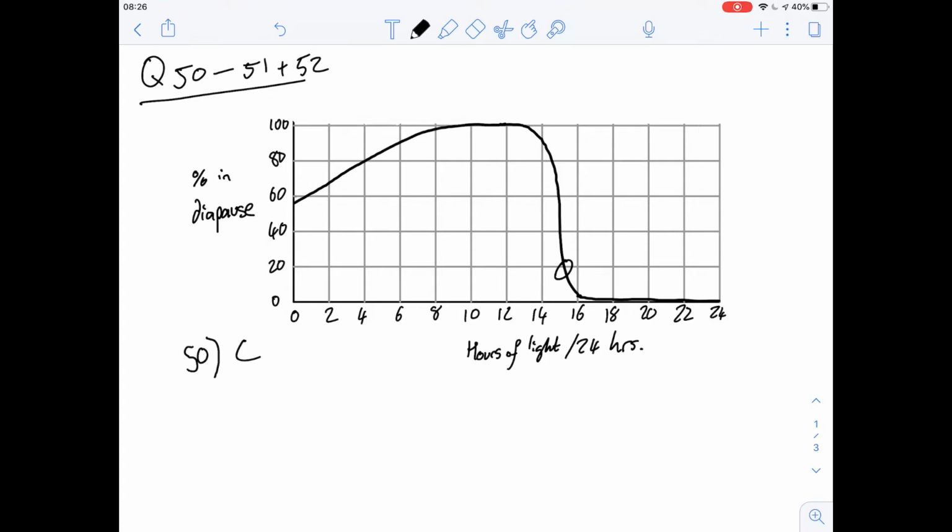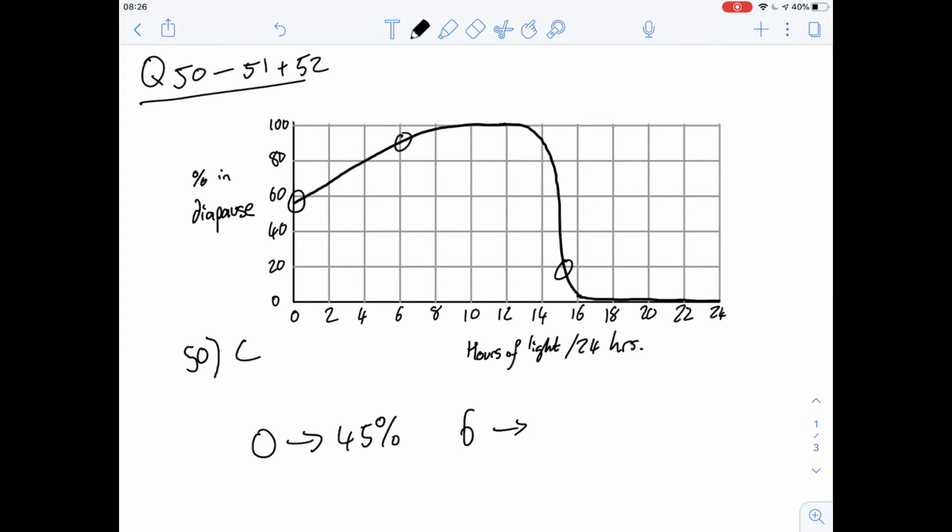51 then says, for which of the following does the largest percentage of the fly population grow and develop? So if it's going to be the largest percentage of the flies growing and developing, that means it's going to have the lowest percentage in diapause. So going through the different options here, we can see 0, there's probably around 55% that are in diapause, so that means there is going to be 45% growing and developing.